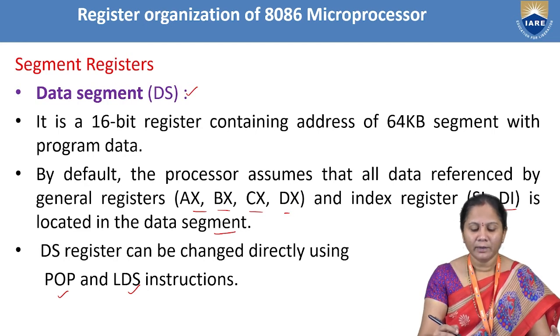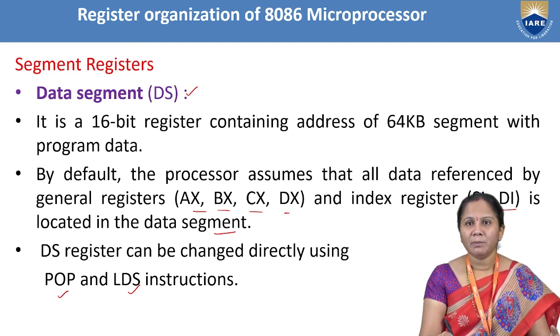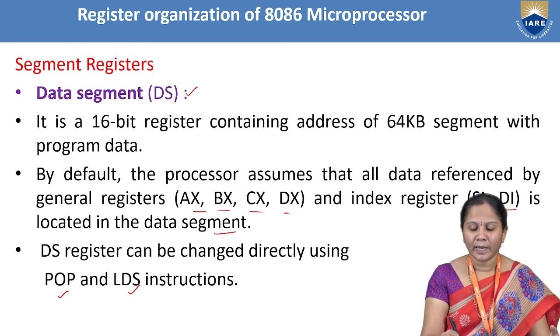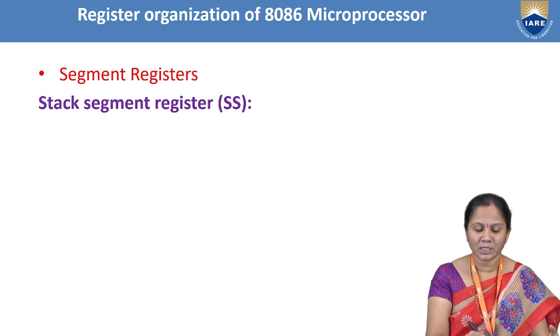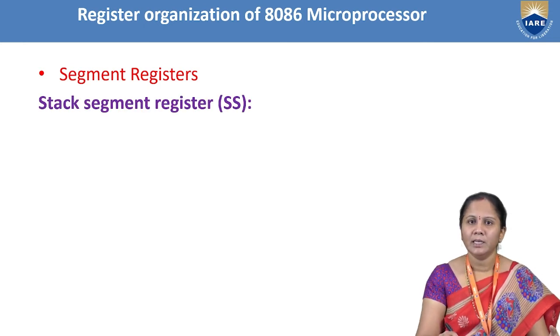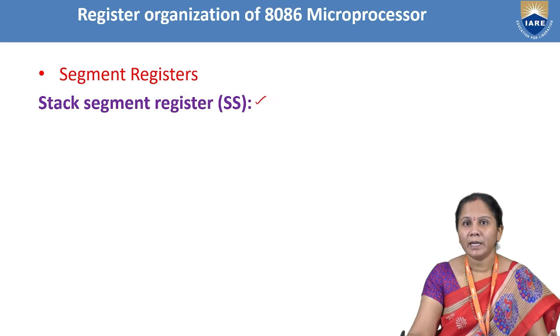And here, the data segment can be changed directly by using instructions like POP, that is the pop instruction, and the LDS instruction. LDS represents load string. When these two instructions are executed, the data segment register will be updated automatically.